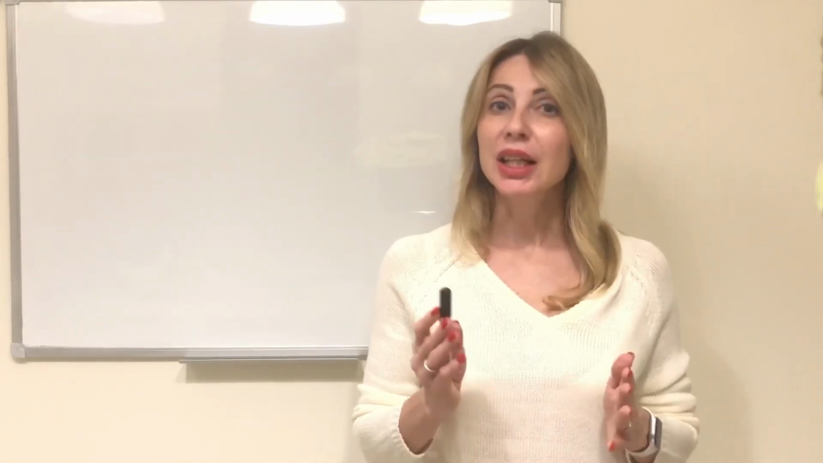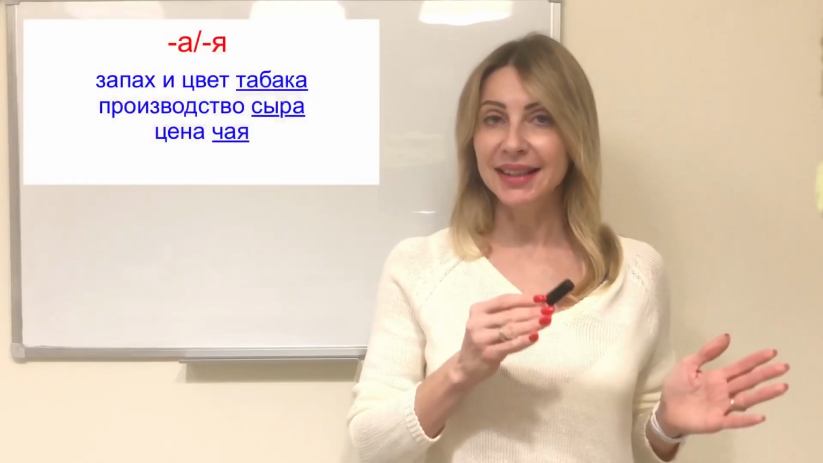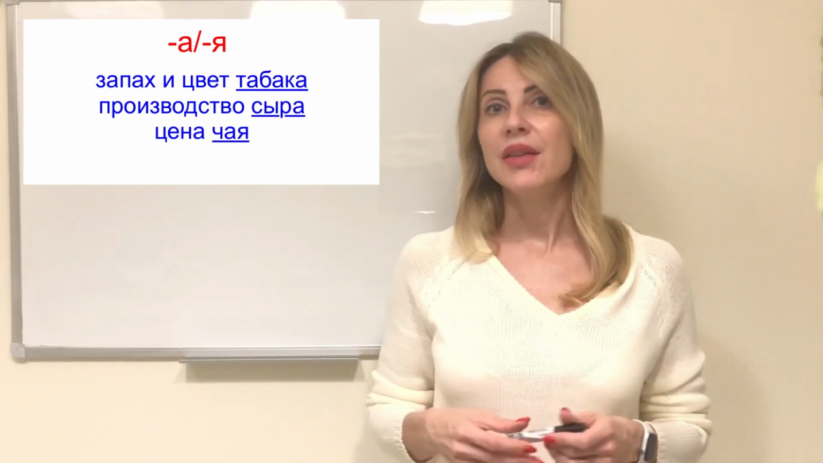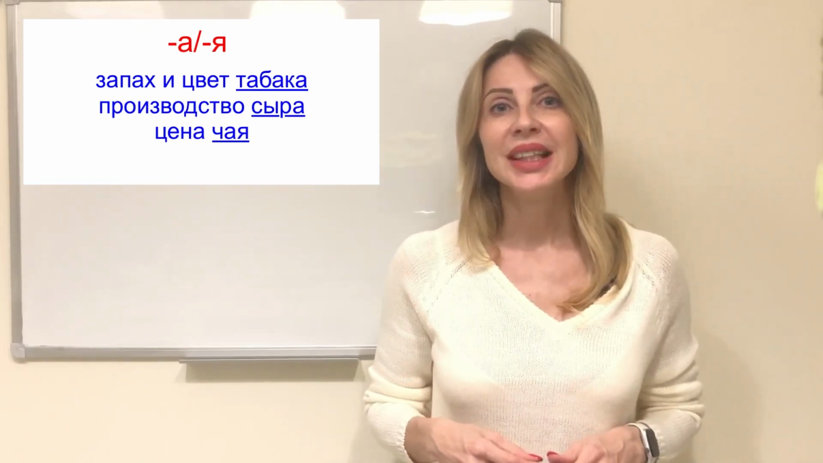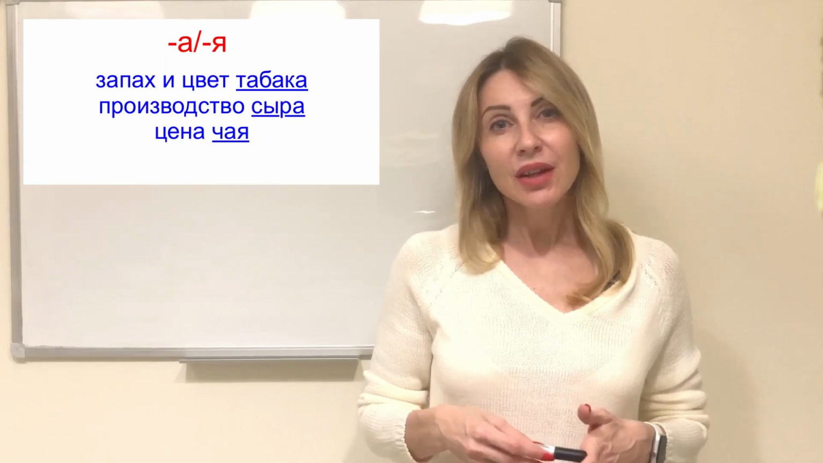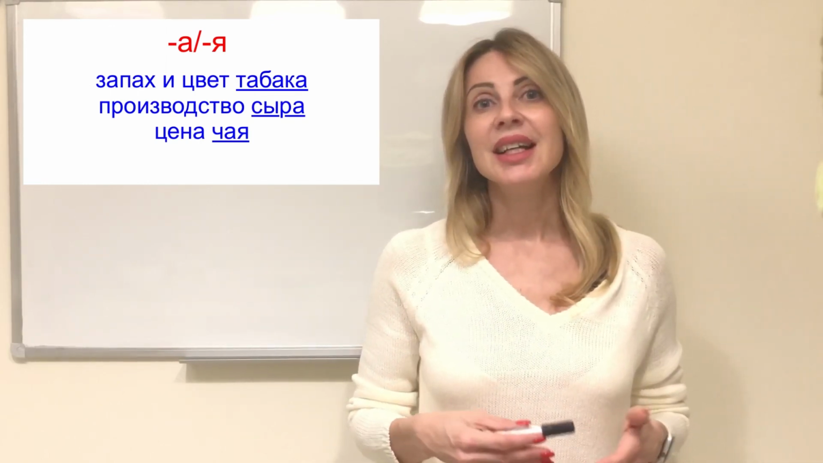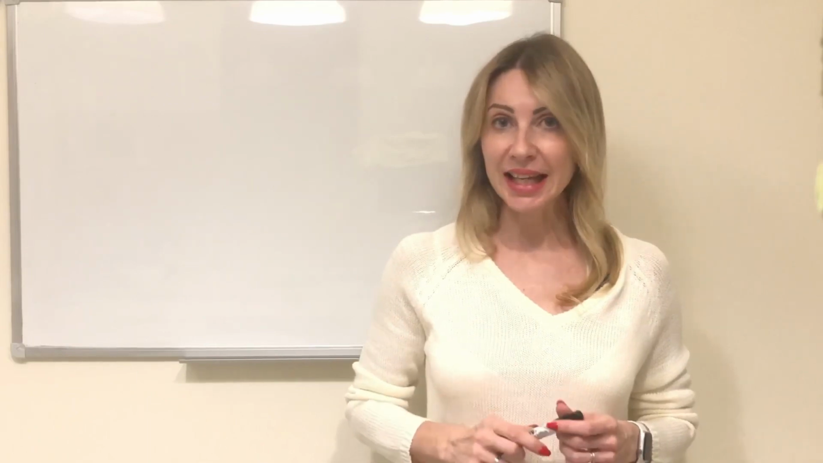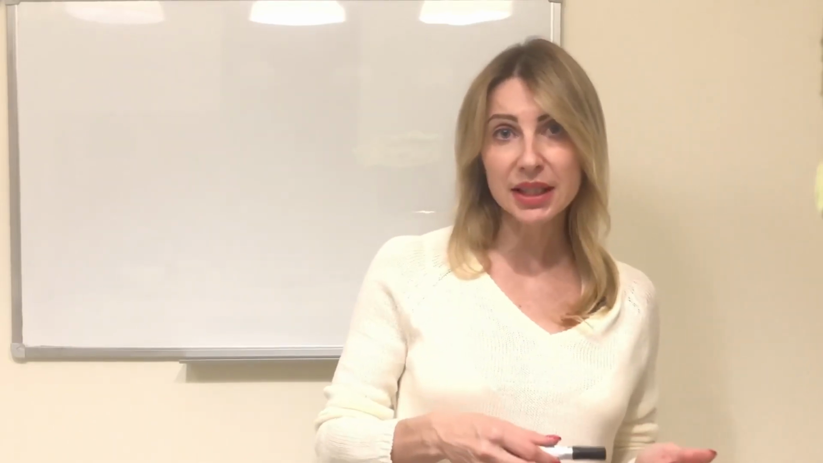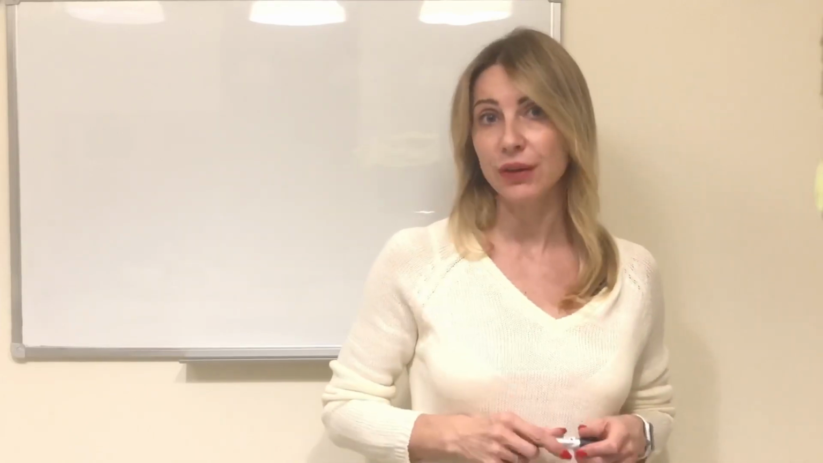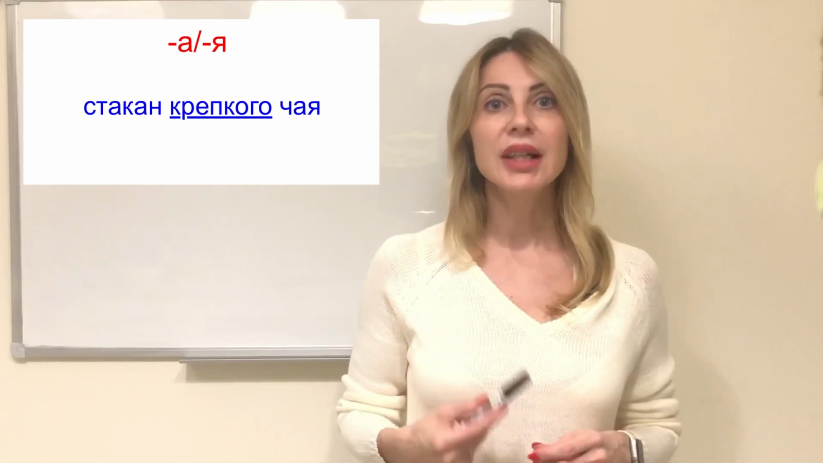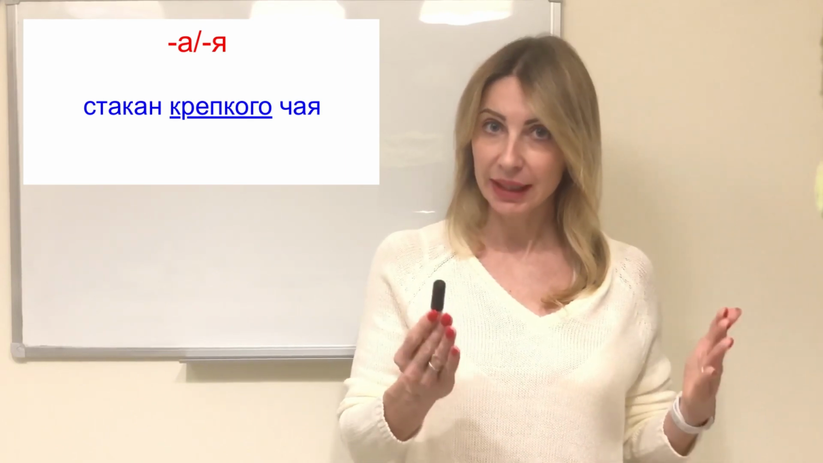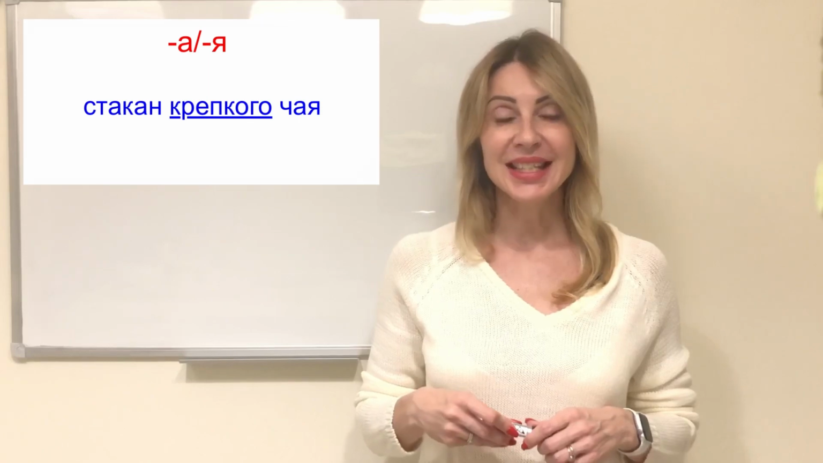Let's continue. If quantity is not implied, а, я endings are used. Запах и цвет табака. The smell and color of tobacco. Производство сыра. The production of cheese. Цена чая. The price of tea. Please note that а, я endings are also used if the noun denoting the substance or liquid is qualified by an adjective. Пример. Стакан крепкого чая. A glass of strong tea. Стакан крепкого, adjective, чая, ending я.